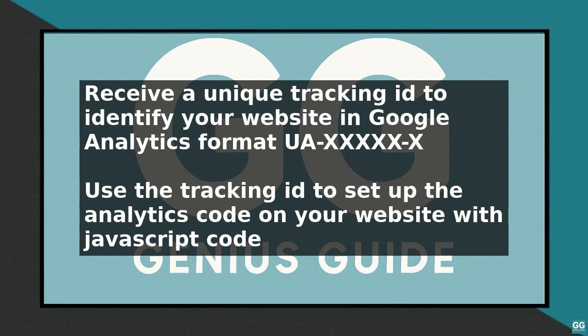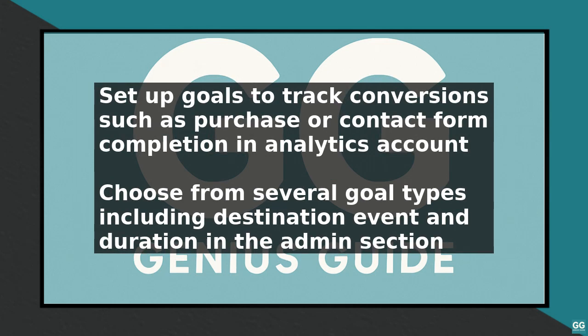To set up goals, go to the admin section of your Analytics account and click on Goals. Then, click on the New Goal button and fill out the required information, including the goal name and type. You can choose from several goal types, including destination, event, and duration.